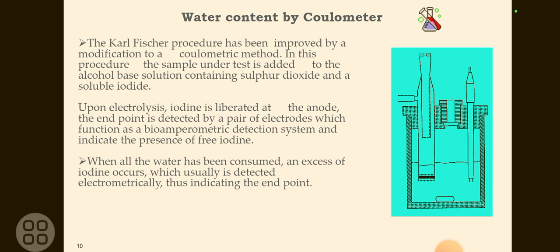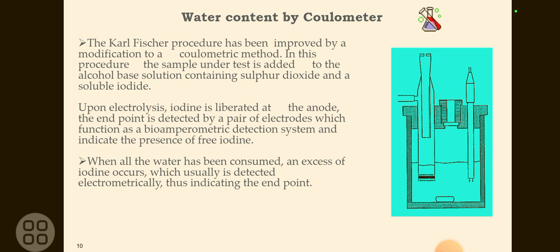So the next advanced technique to determine the water content is coulometry. The basic fundamental modification done in coulometry from the Karl Fischer is that the alcohol base solution contains the sulfur dioxide and a soluble iodide. Here there is no iodine present in the reagent solution. Basically, in the electrode itself, the soluble iodide will be present. Upon electrolysis, iodine is liberated at the anode.